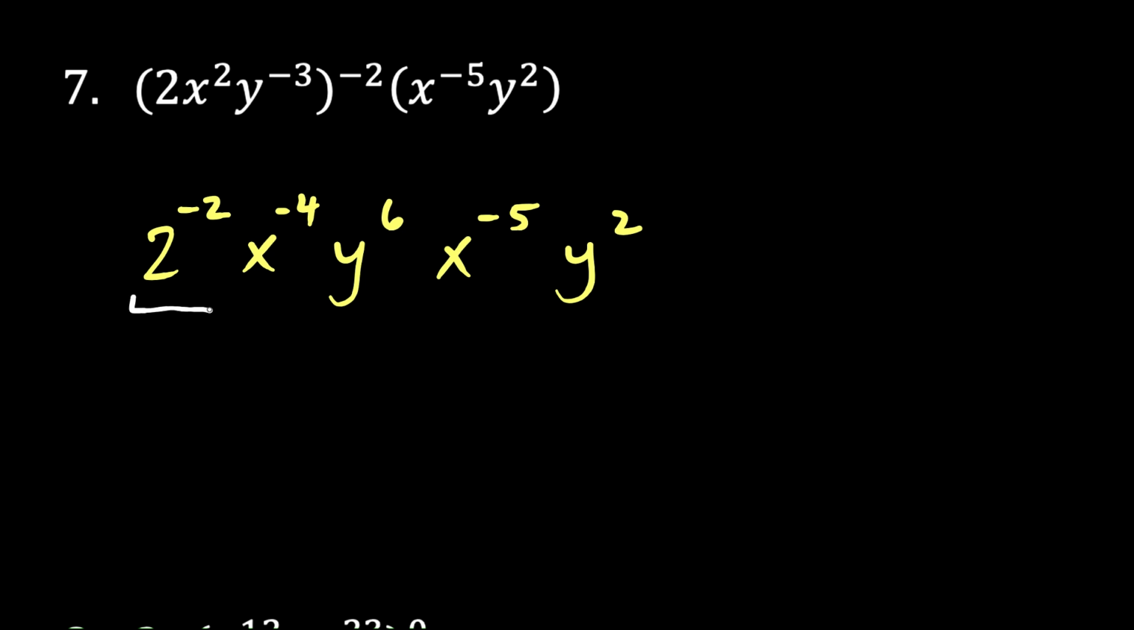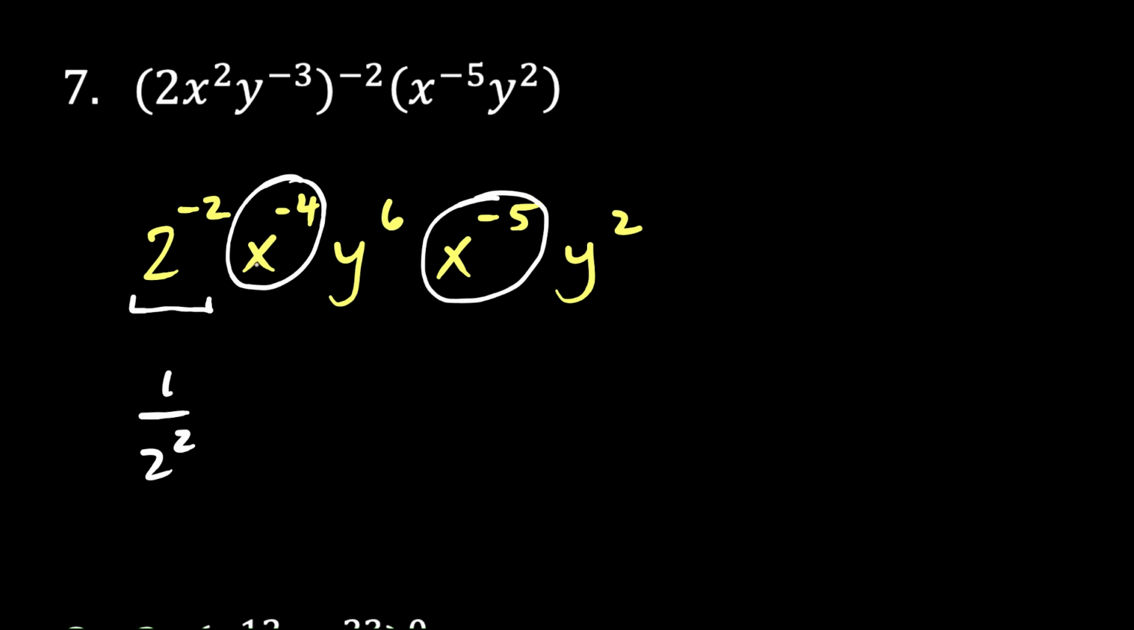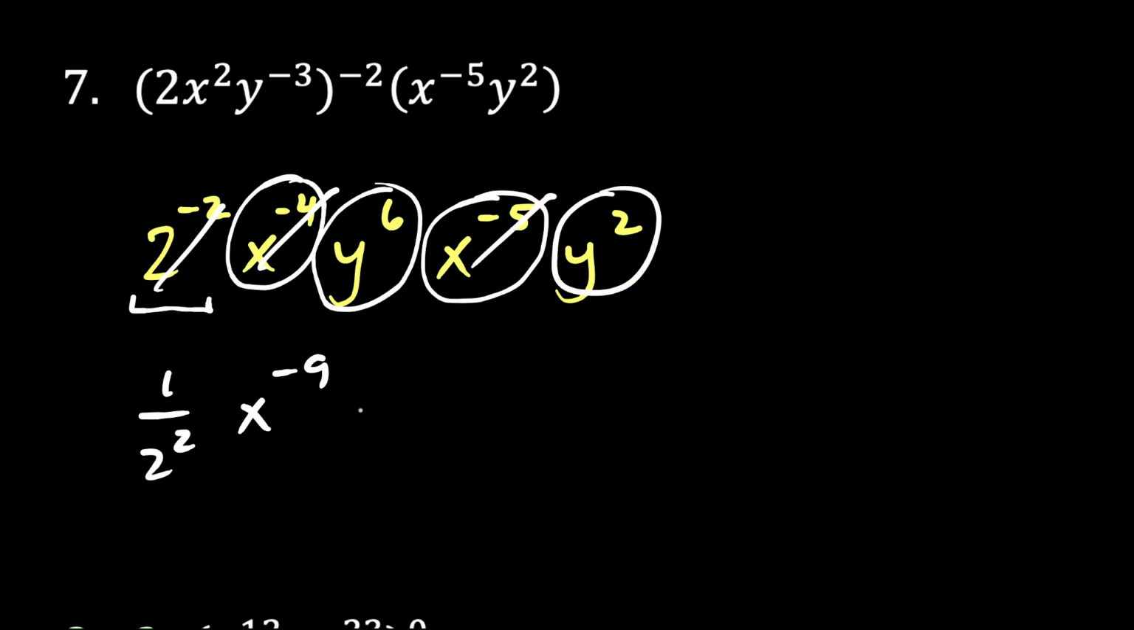So first up, 2 to the negative 2, we know is 1 over 2 squared. And we'll clean that up in a minute. Now we have x to the negative 4 times x to the negative 5. Like bases, again, we're adding exponents. So this is going to be x to the negative 9. We're done with those. Then we're left with y to the sixth times y squared. Like bases, we're going to add exponents. We have y to the eighth.